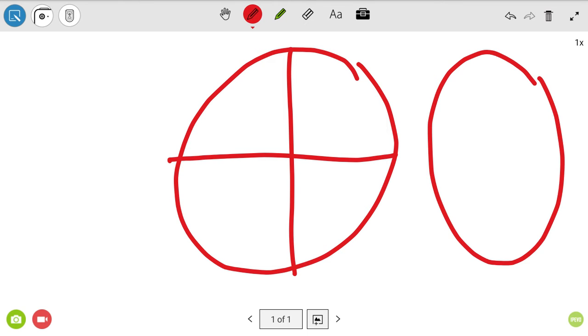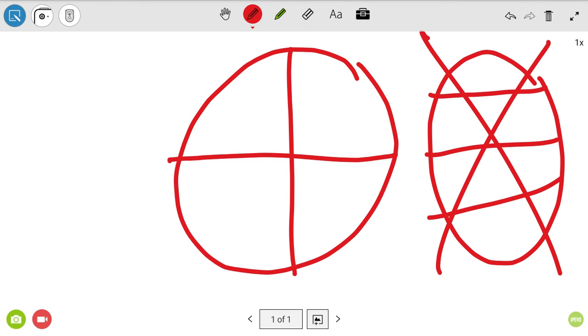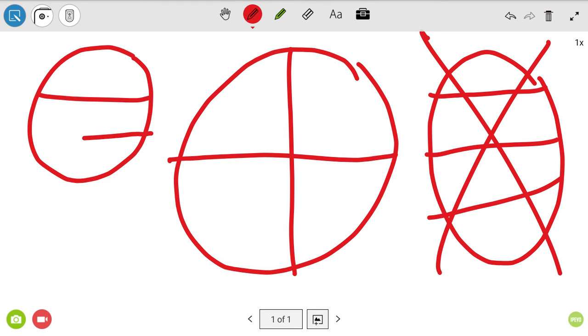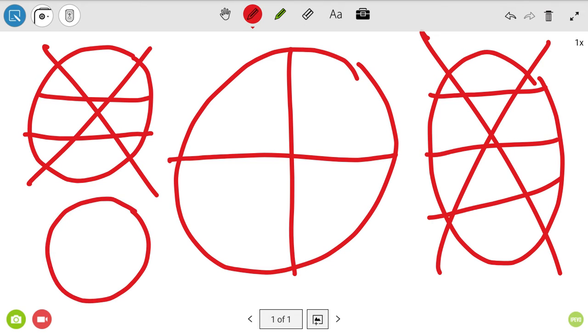If I partition my circle like this, are all of those parts equal? No. All of those parts need to be equal. So circles are really different. If I partition it into thirds, are all of these parts equal? No. They're only equal when I do that upside down Y.